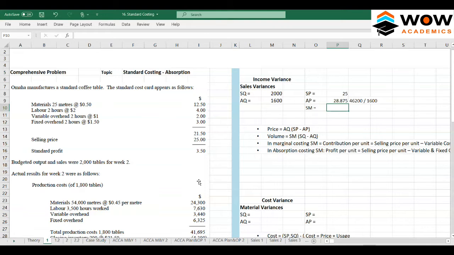And what about the SM, standard margin? The standard margin is 3.5. But how do we know that? The question here, you are working in terms of standard costing absorption. So I'll put it here also. So standard margin is going to be standard profit per unit. That number is going to be this one, 3.5. So we have done till that.